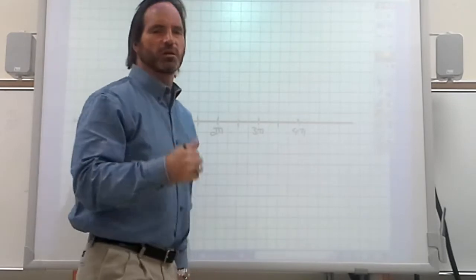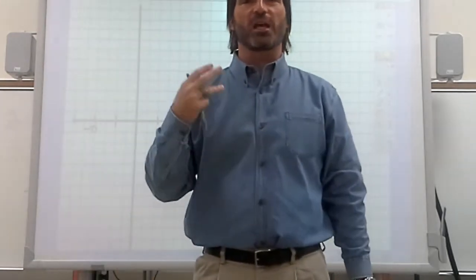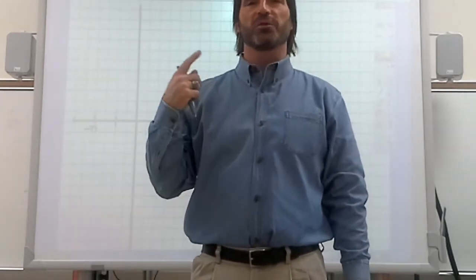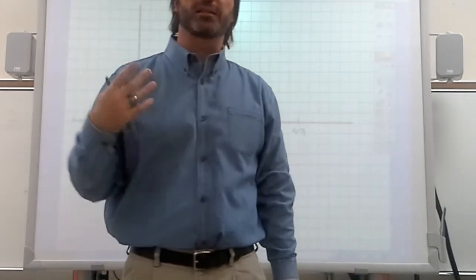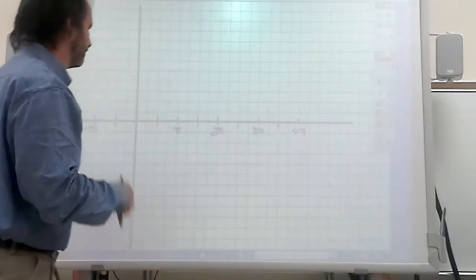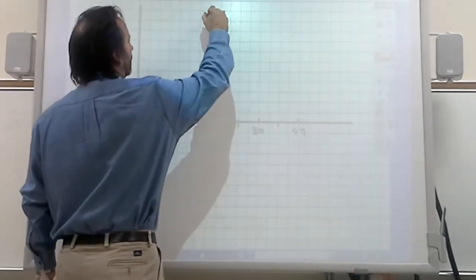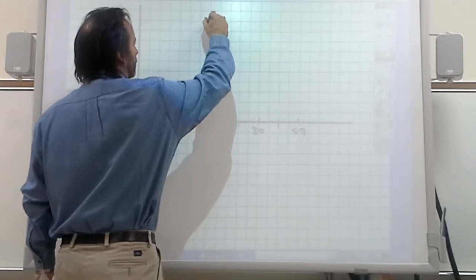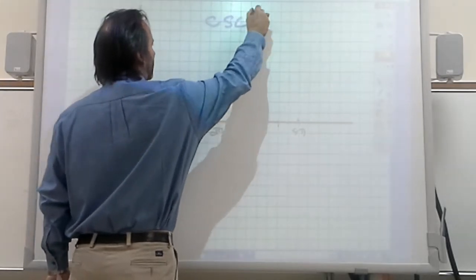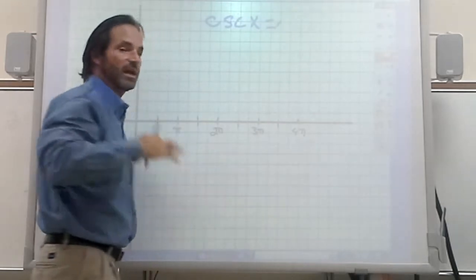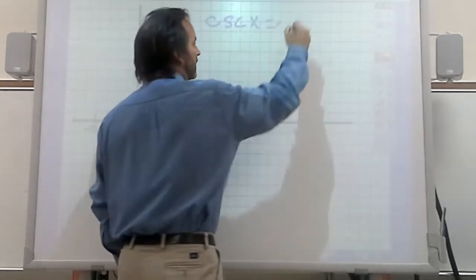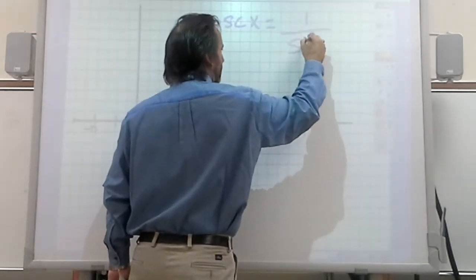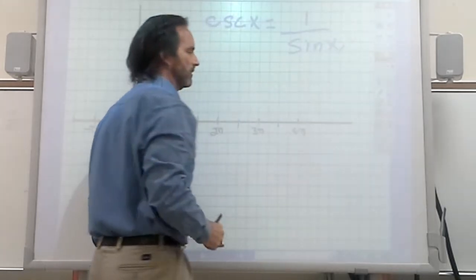Okay, I'm going to talk to you about some new functions. We've done cosine and sine. Let's do secant, cosecant, and tangent. Okay? Let's do cosecant of x. Remember, co does not go with cosine. Cosecant is 1 over sine of x.